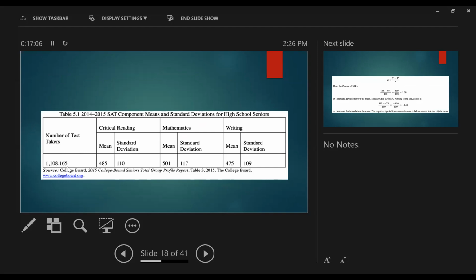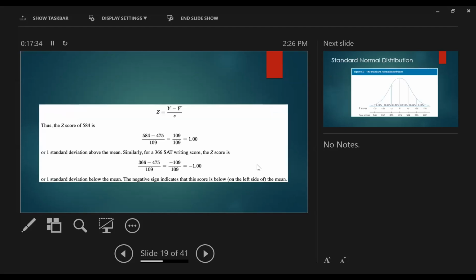Here's my sample size, very significant, over 1.1 million. And there's the three different sections of the SAT scores. And you can see here the mean and standard deviation for each, right? So the mean for critical reading, for instance, 485 with a standard deviation of 110. Again, mean of the math one is 501 with 117 as the standard deviation, and writing is 475, standard deviation of 109.